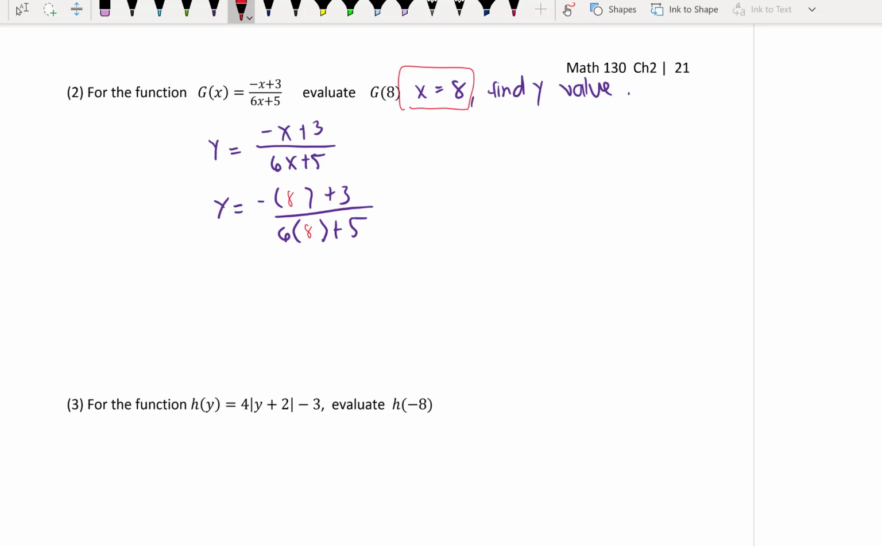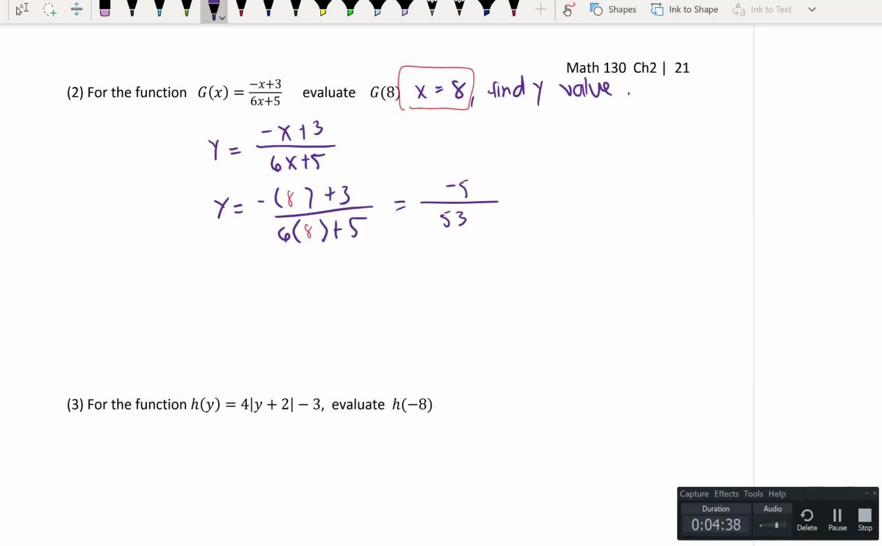So when I plug 8 in, this is what my equation is going to look like. If you want, you can put this directly into your calculator, or you can just simplify it. Negative 8 plus 3 is going to give me negative 5. 6 times 8 gives me 48, plus 5 is equal to 53. So now I have my fraction of negative 5 over 53.